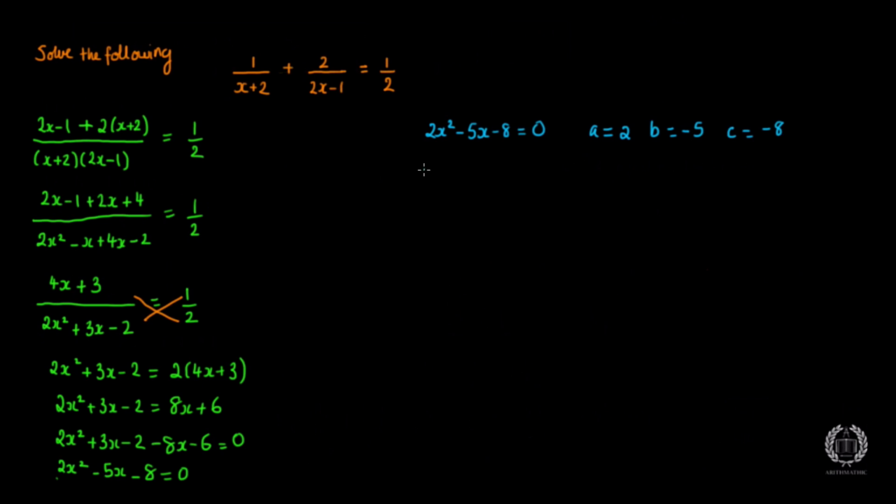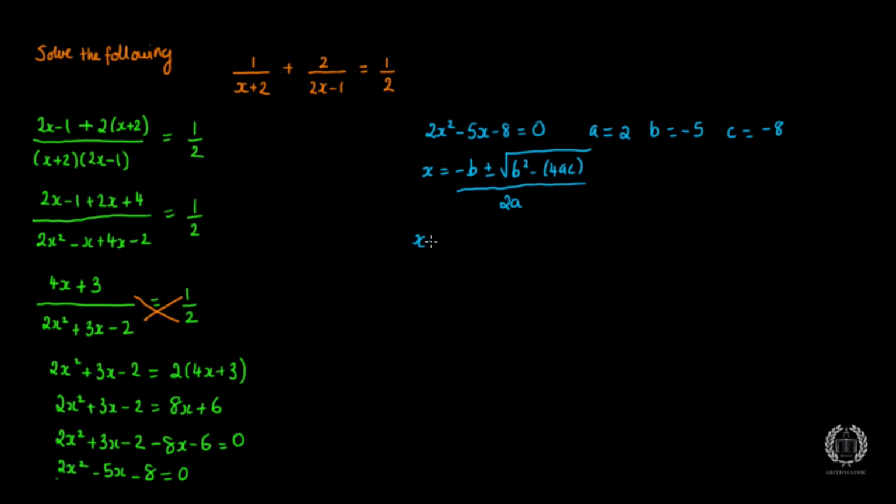The quadratic formula, if you've forgotten, is minus b plus and minus the square root of b squared minus 4ac, over 2a. This is a formula that you need to remember. It's not going to come up in the exam paper, it's not in the formula sheet anymore, so you need to remember this.